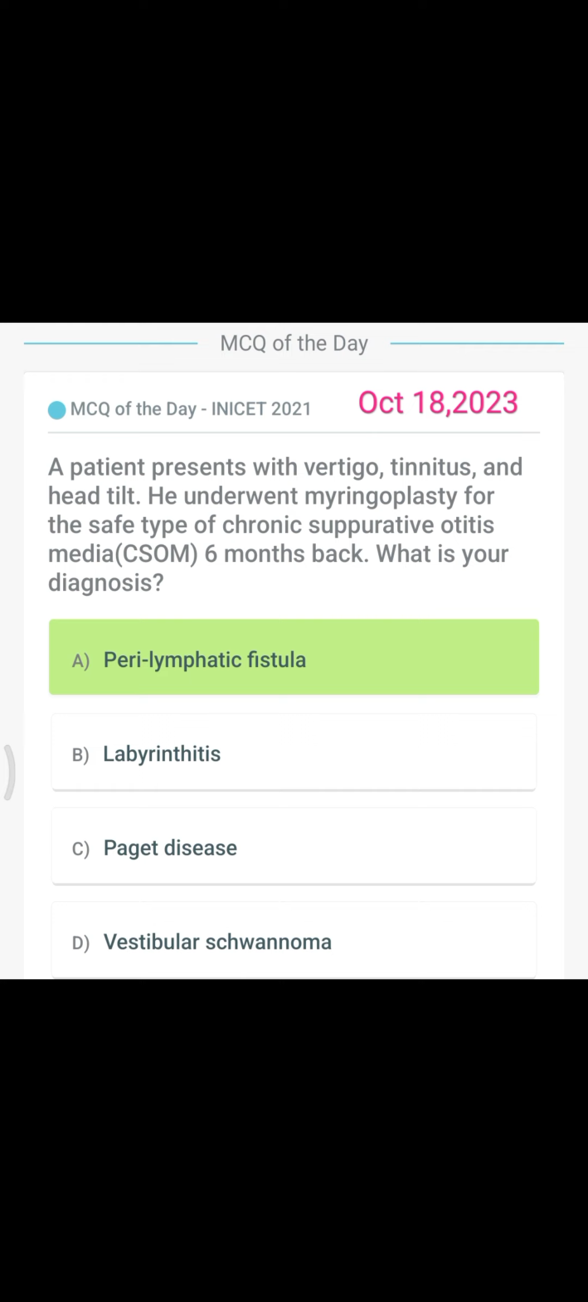All right. So a patient presented with vertigo, tinnitus, and head tilt. He underwent myringoplasty for safe type of CSOM 6 months back. What is your diagnosis? The options were given: perilymphatic fistula, labyrinthitis, Paget disease, vestibular schwannoma. So I have already marked the right answer. That is perilymphatic fistula. So let's discuss why it is a perilymphatic fistula.